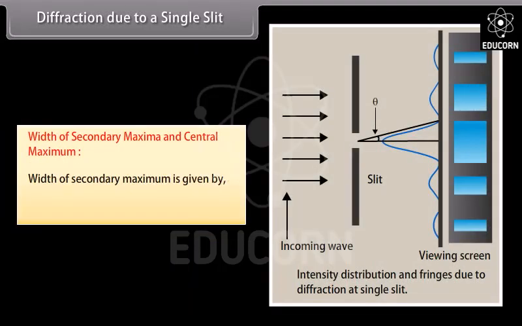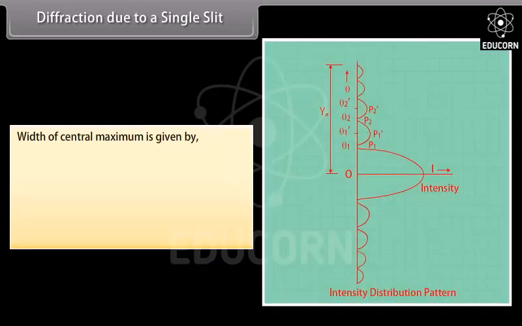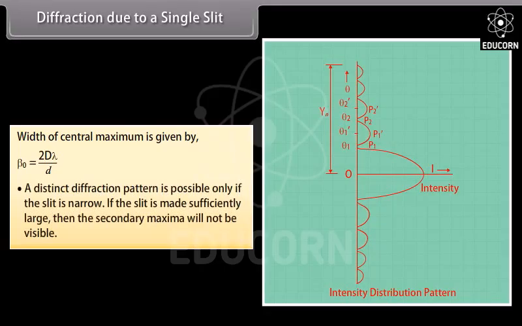Width of secondary maximum is given by beta equal to D lambda upon small d. Width of central maximum is given by beta naught equal to 2D lambda upon small d. A distinct diffraction pattern is possible only if the slit is narrow. If the slit is made sufficiently large, then the secondary maxima will not be visible.